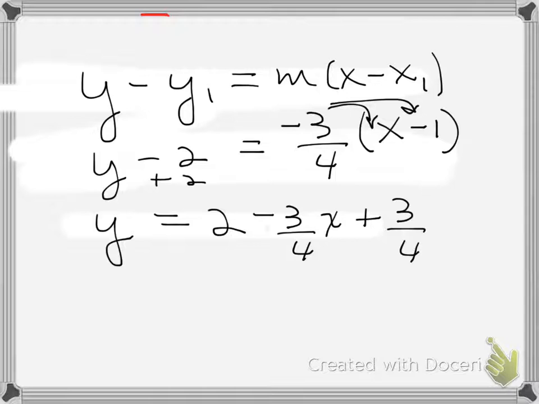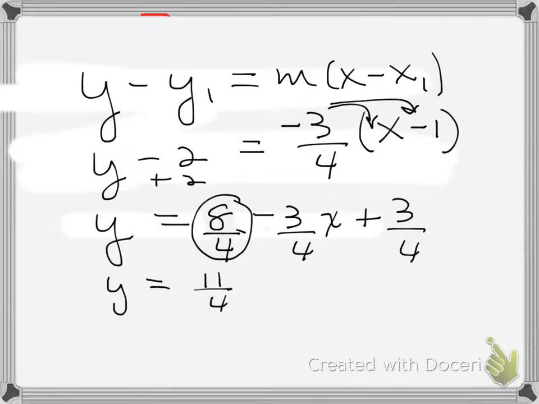Okay, so now what do I want to do? Well, I'd like to add the 2 and the 3/4 together, but wouldn't it be easier if my 2 was an 8/4? So let's do that. Let's make this 2 into 8/4, which is equivalent to 2. Now I have the following. I have y equals 11/4. I've added this term and this term, minus 3/4 x.